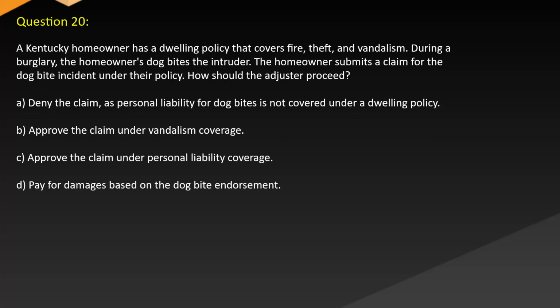Question 20. A Kentucky homeowner has a dwelling policy that covers fire, theft, and vandalism. During a burglary, the homeowner's dog bites the intruder. The homeowner submits a claim for the dog bite incident under their policy. How should the adjuster proceed? A. Deny the claim as personal liability for dog bites is not covered under a dwelling policy. B. Approve the claim under vandalism coverage. C. Approve the claim under personal liability coverage. D. Pay for damages based on the dog bite endorsement.